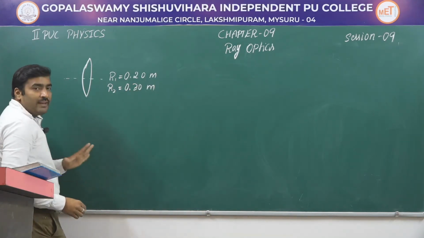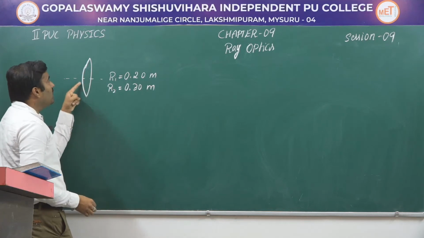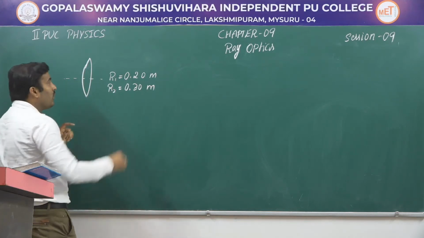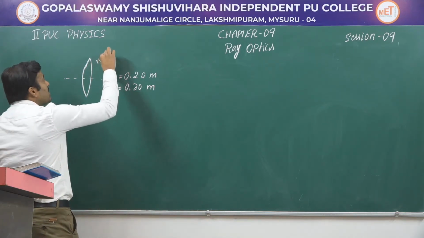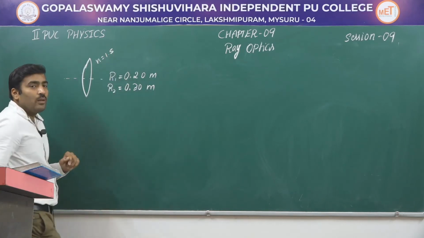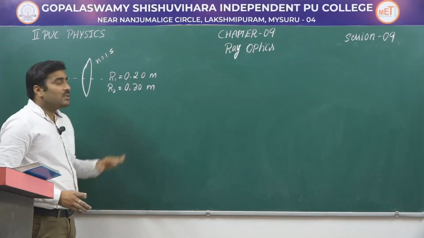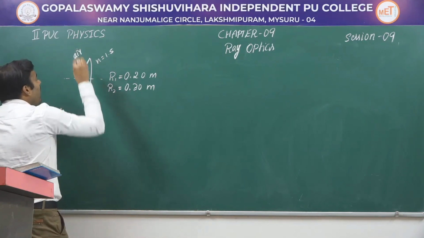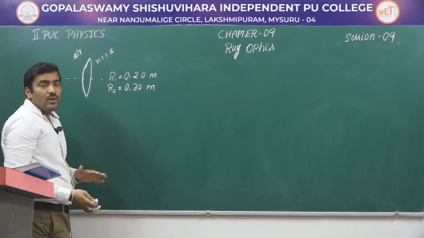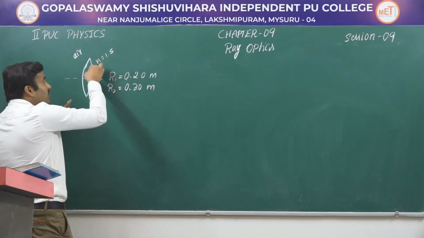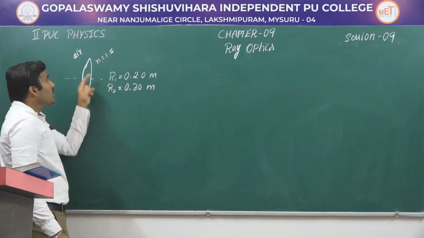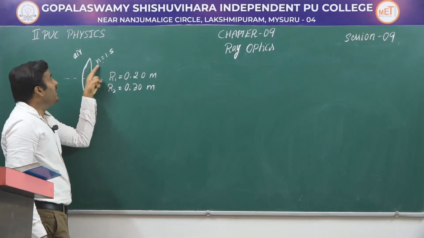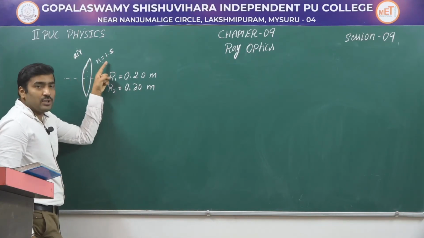Okay. Now, what we need to find is the focal length of this lens if the refractive index of the lens is given as 1.5. In the first case, the lens is placed in air. Okay, this is air and this is nothing but a glass medium. They have given the value of refractive index of this glass as 1.5. So here the refractive index is written in terms of air. That is nothing but an absolute refractive index.